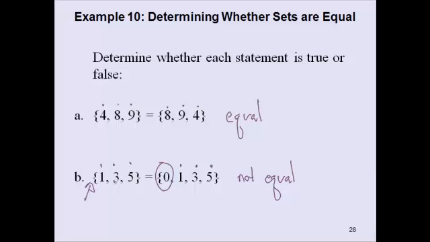All right. That concludes 2.1. You should go on to 2.2 at this time.